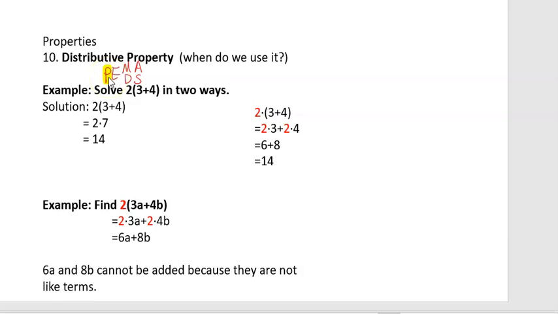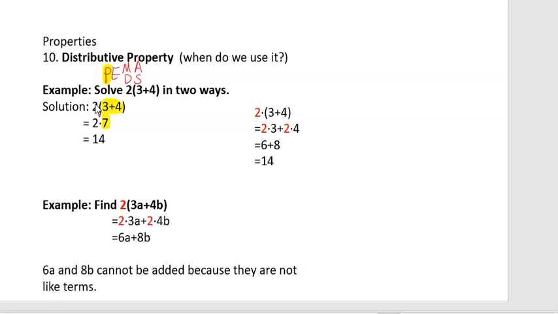We have to work out what's in the parentheses, which is 3 plus 4. So that gives us 7. Between the number 2 and 7 there's no sign, but we have to carry down the operation right after 2, and that was multiplication. If there's nothing, it's multiplication. So it's 2 times 7, and that gives us 14.